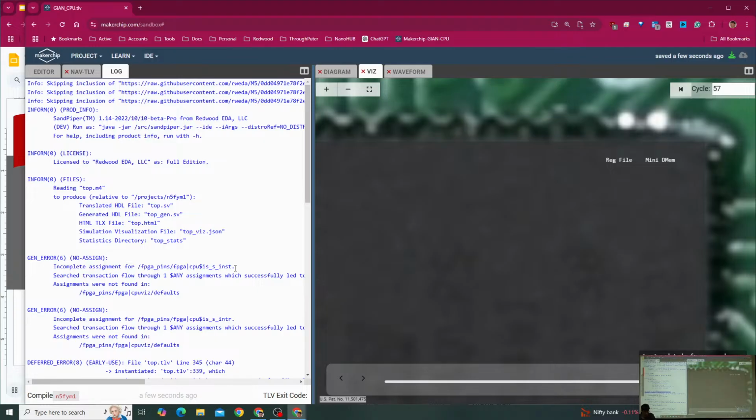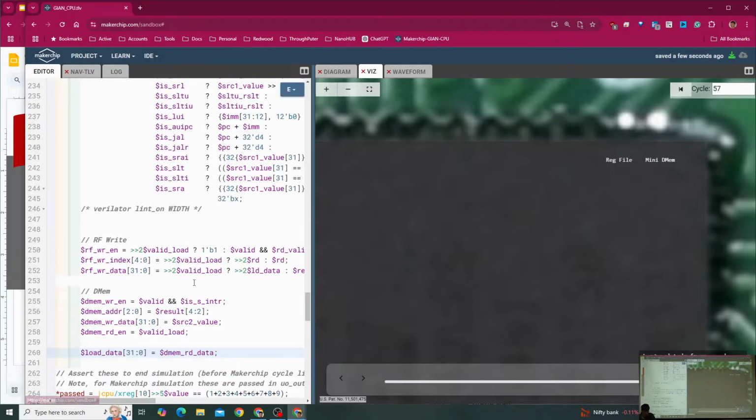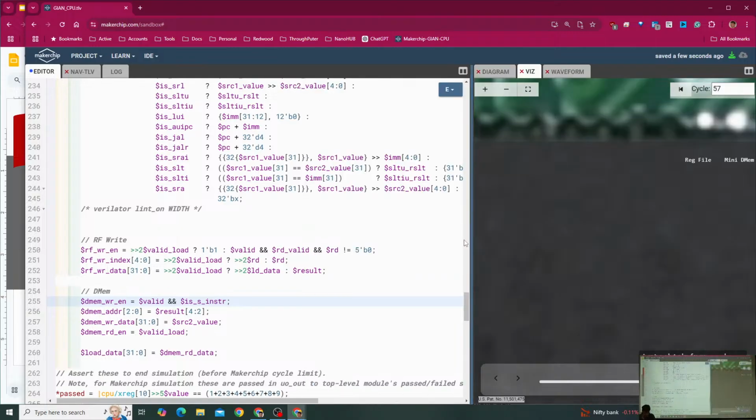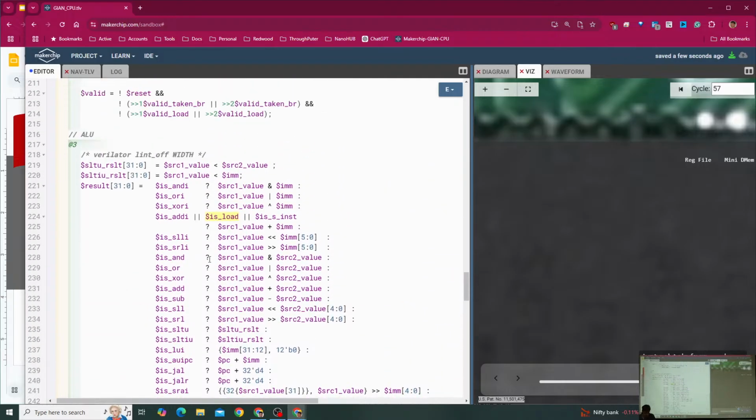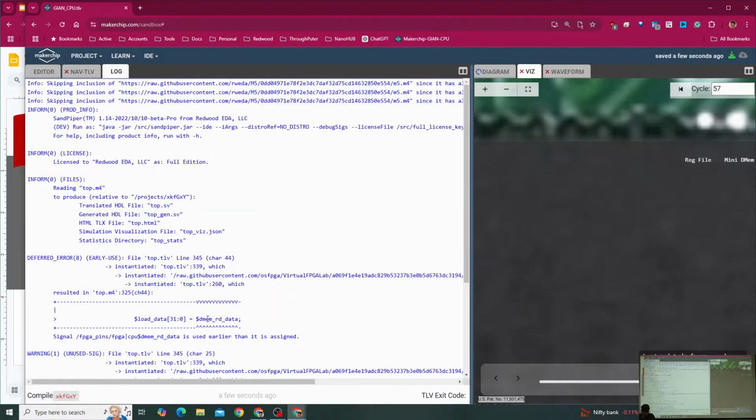So is s inst inster, I believe. I don't know why I got inst. Ah, okay. So that explains one of the students' issues. I think that was a typo as well. I should have checked my log. And let's see what else. DMEM read data is used earlier than it's assigned.